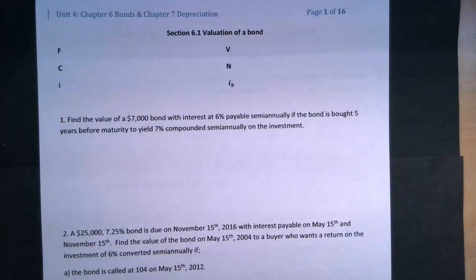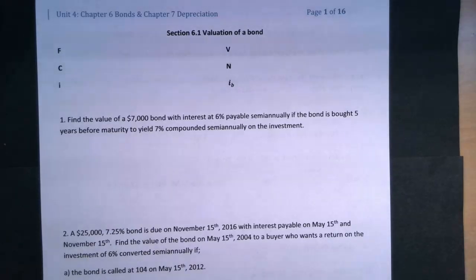We are in Unit 4, Chapter 6, Section 6.1, Valuation of a bond. So this is where we are finding how to do bonds. It has a specific method for calculating them, and with them, of course, we get new equations and new variables, which I know we're super excited for. So we're going to go ahead and just jump right in.